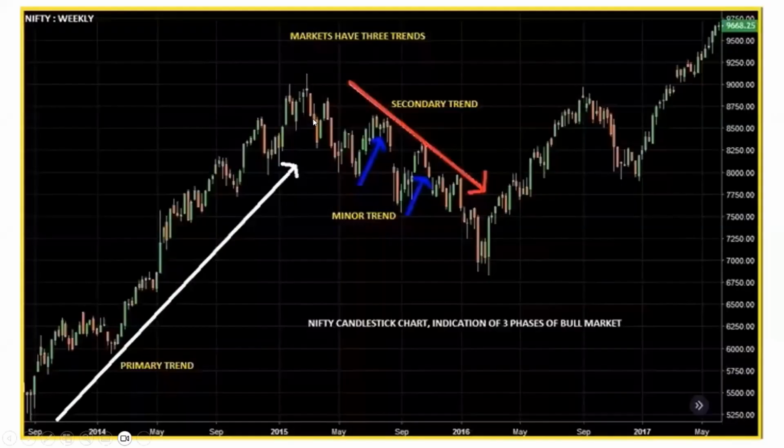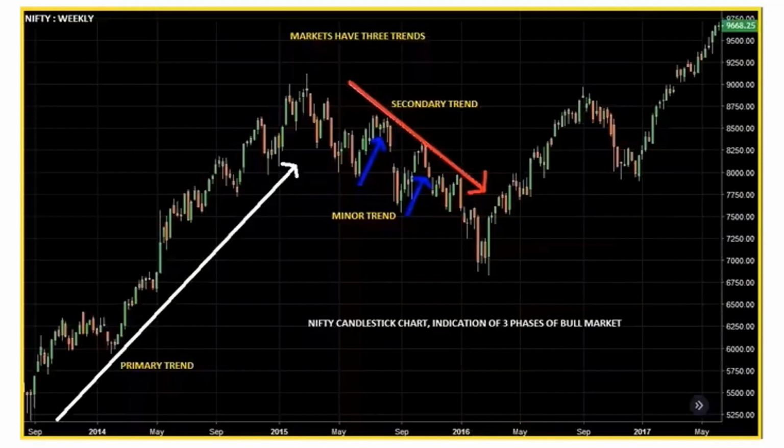So what is the primary trend? Primary trend varies from 1 year to even several years. It remains the same for all the years. It is a major and the most important trend in the market, which needs to be determined by any trader. When the price is generally going upward during the years, the market is bullish, and if it is going downwards, the market is bearish.